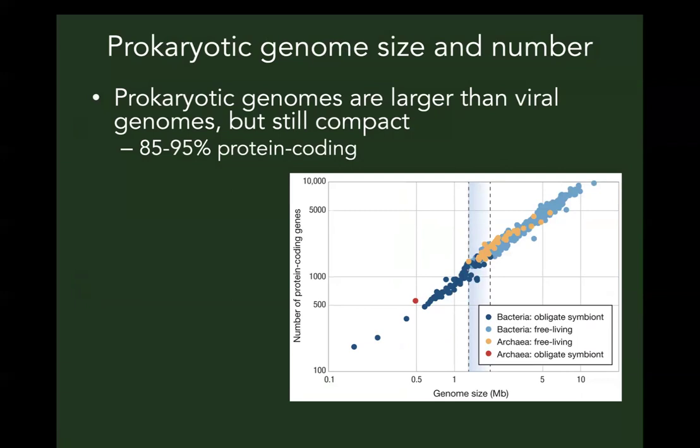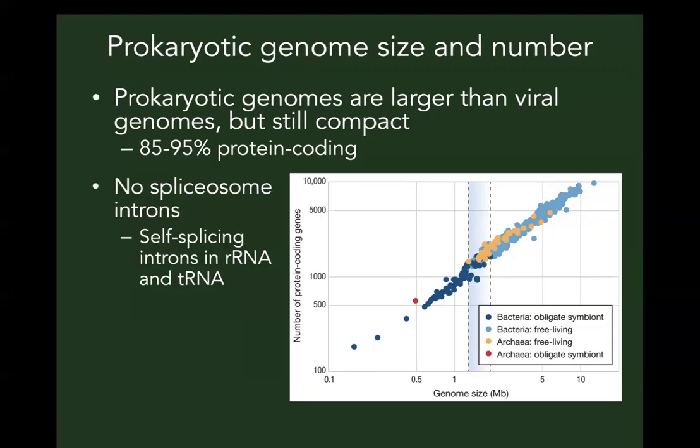Okay, so comparing the genome size of prokaryotes to the number of protein coding genes. We talked about this a while ago, but we just kind of looked at all prokaryotes lumped together. So the prokaryotic genomes are larger than viral genomes, but they are still quite compact. So moving on from viruses to bacteria and archaea, they are 85% to 95% protein coding. So they are not as efficient as viral genomes, but still pretty good.